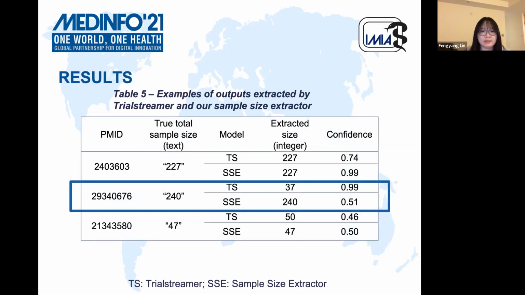Then we provide some examples of outputs extracted by TrialStreamer and our sample size extractor. Here, as you could see in the blue box, for a given abstract, the annotated true total sample size is 240, and the size extracted by TrialStreamer is 37 with a confidence of 0.99. And the reported total sample size by our sample size extractor is 240, which is the same as the true one, and our confidence is 0.51.